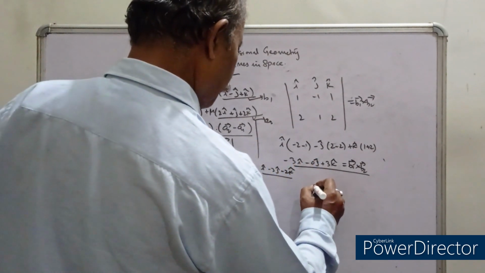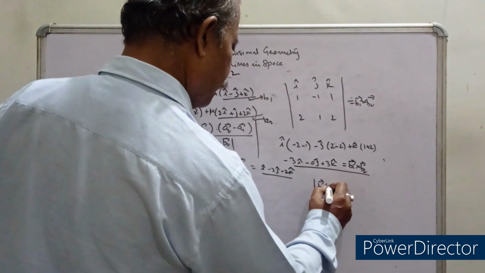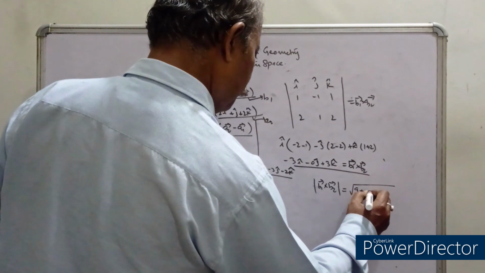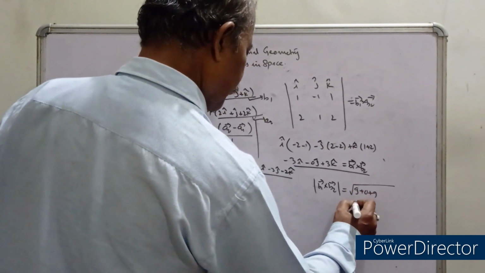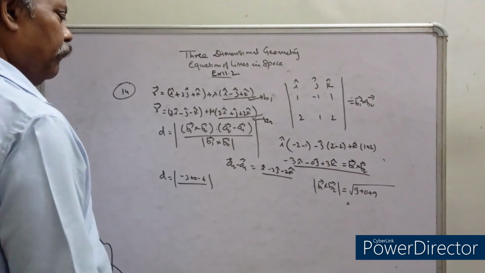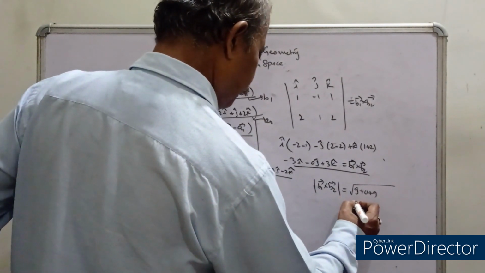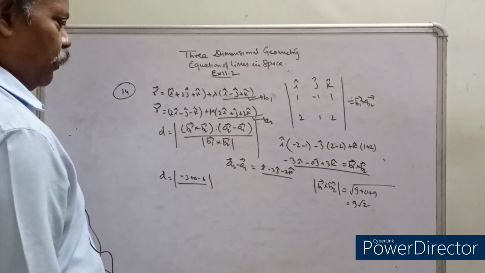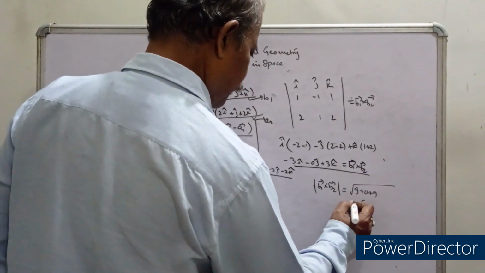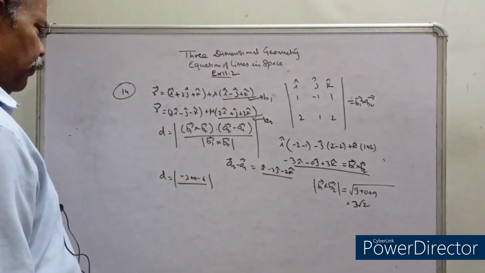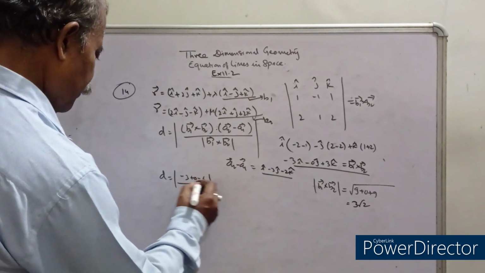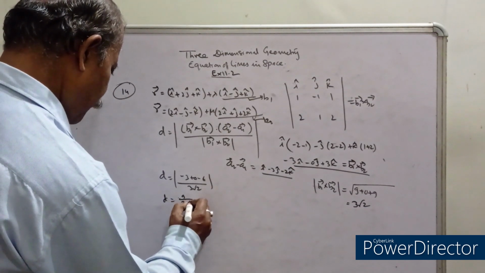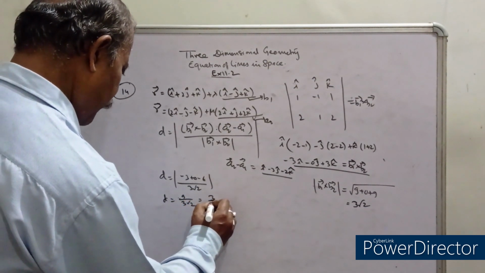The modulus of b1 vector cross b2 vector is root over 9 plus 0 plus 9, that is 18, and 18 means 9 root 2, so this will be, not 9, sorry, 3 root 2. So d is equal to minus 9 by 3 root 2, so this will be equal to 3 by root 2.